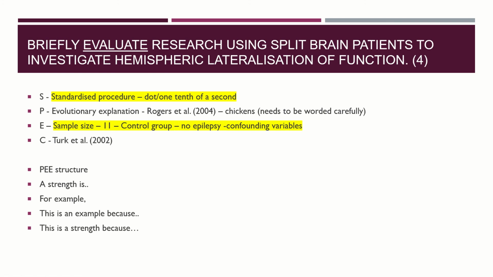Briefly evaluate research using split brain patients. This time they wanted research from split brain patients, okay? Most of you that have accessed the full marks, you've talked about standardised procedure or sample size or control group, no epilepsy, confounding variables. You've got several to choose from there. Some of you, and they're the ones I'd recommend, they're the easiest ones for this example. Some of you talked about Turk, and I think maybe somebody talked about Rogers as well.